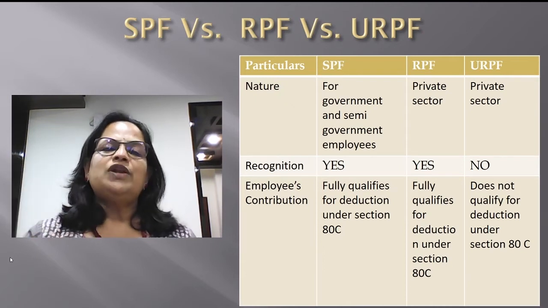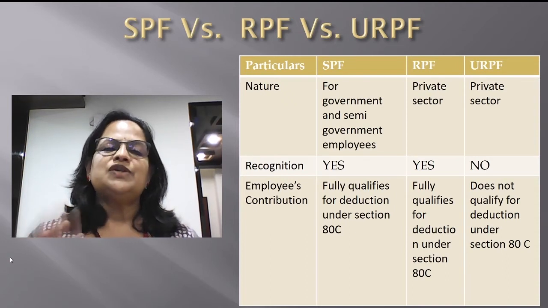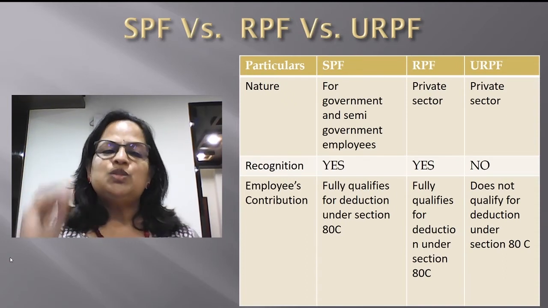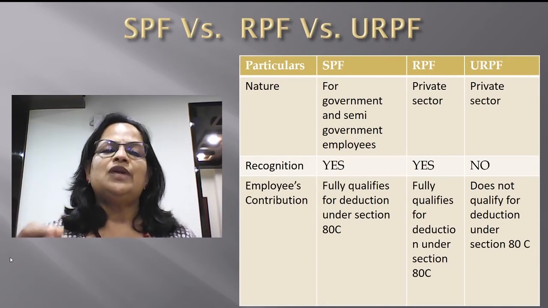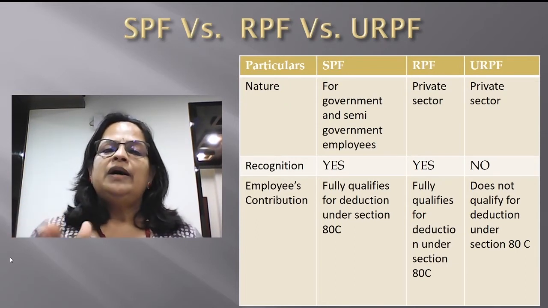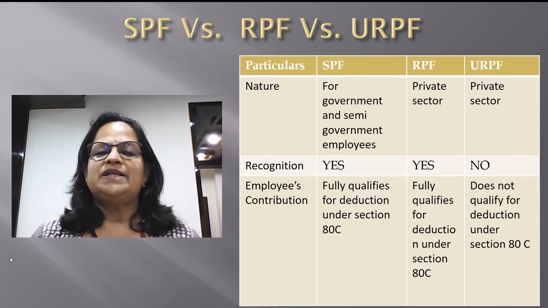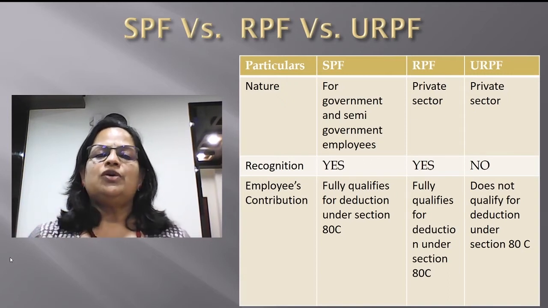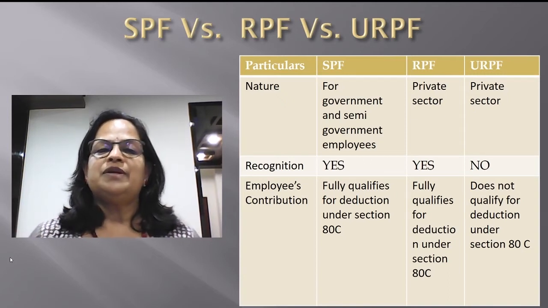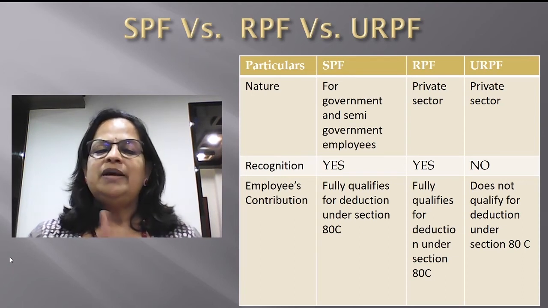The amount they are transferring from unrecognized Provident Fund to recognized Provident Fund is called the transferred balance. In the last module also I told you it's important for 2 marks, and most of the students will get the wrong answer. So SPF is for the government sector, RPF and URPF for the private sector. Now you have to remember whether they got recognition or not, recognition from the income tax department. SPF is by the government, so definitely there will be approval or consent or recognition.